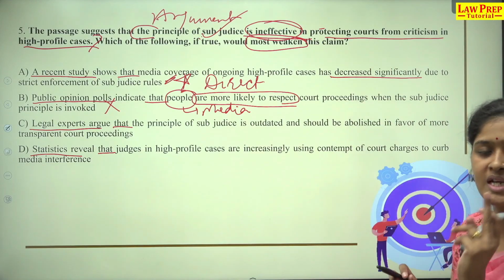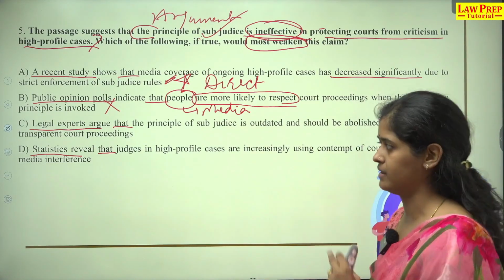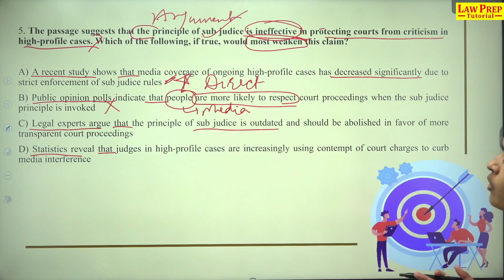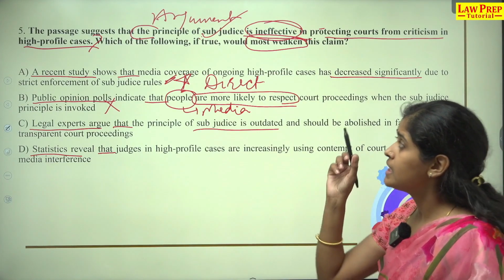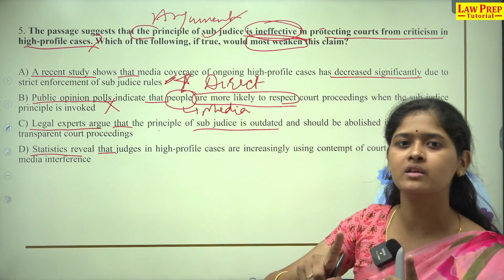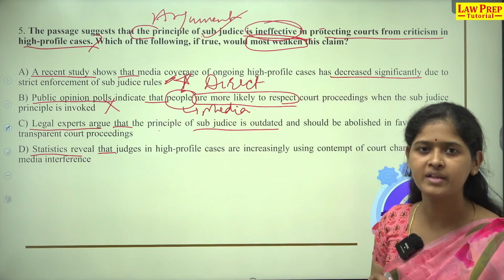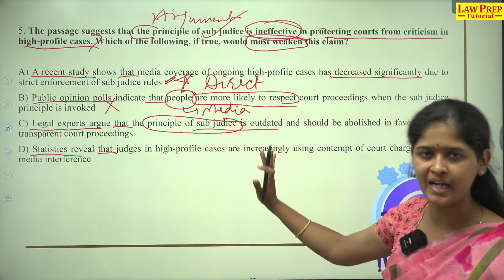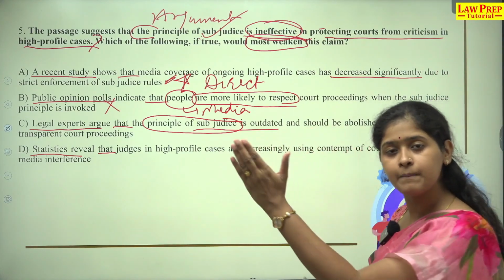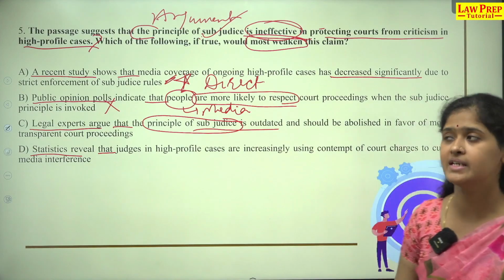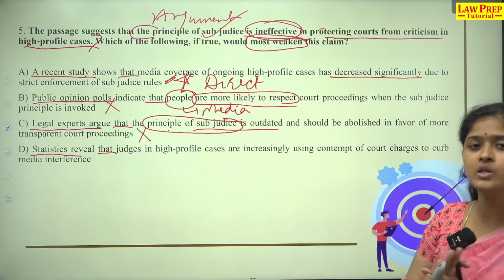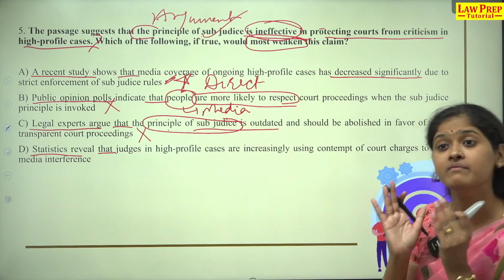I will not take this because of its general opinion about people and not media. It's in media, protecting courts. And why did I pick the word media? Because it's in the passage, second paragraph. Legal experts argue that the principle of sub judice is outdated and should be abolished in favor of more transparent court proceedings. Now, this option is only discussing the principle of sub judice. I'll remind you, this is that option where one element of the argument is getting attacked. Did you see this? Only the principle of sub judice is getting attacked over here, but the argument is full. The principle of sub judice is ineffective in protecting courts. It has to be a complete argument weakening and not only one word weakening. That's why I will remove this, because this is only talking about one element of the argument. I don't want one element of the main argument getting weakened.